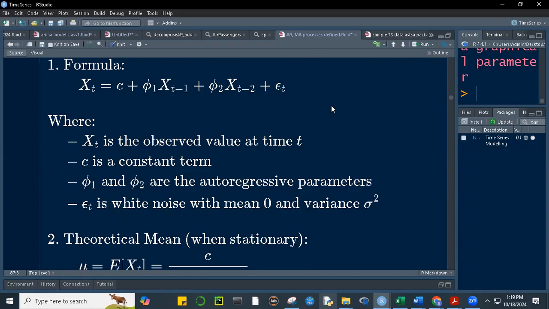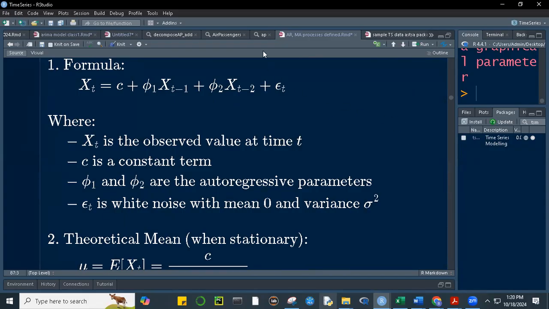So if you have your original series, you remove the latest value. That will be your x sub t minus 1. Or you remove the two latest values. That will be your x sub t minus 2.